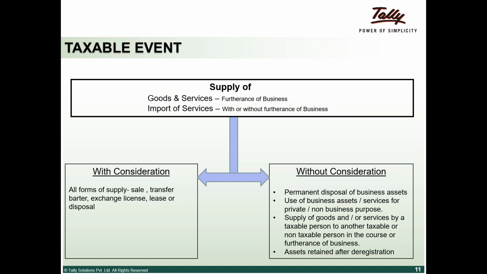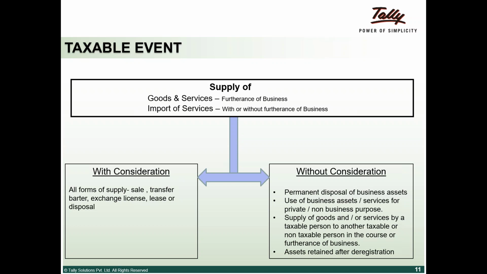Supply of goods and services by a taxable person to another taxable person or a non-taxable person in the course of furtherance of business. For example, if A gives some services to B with no consideration, but it is for furtherance of business, then it is taxable even though there is no consideration. So the taxable event could be with and without consideration.